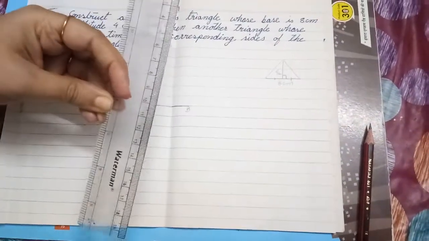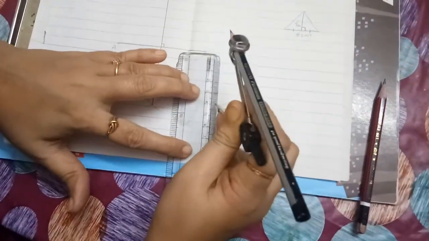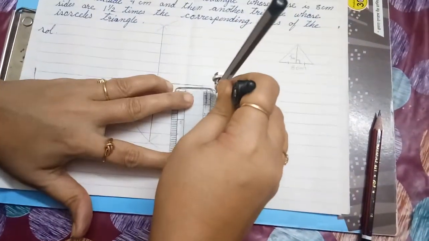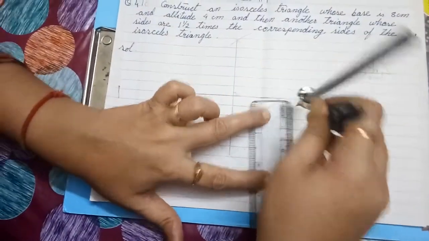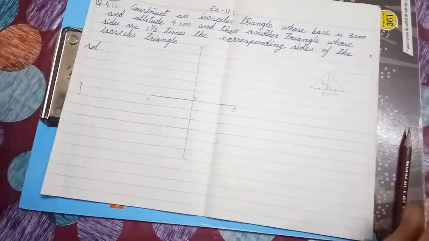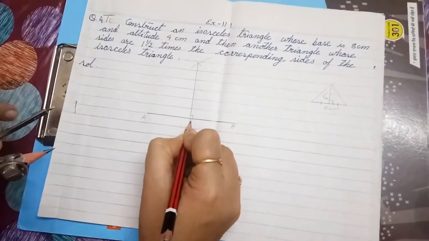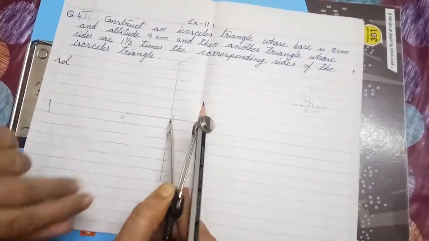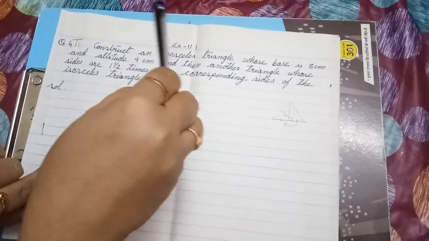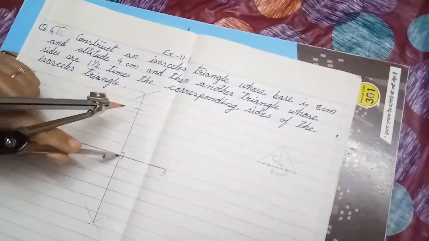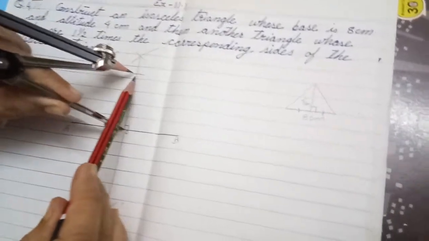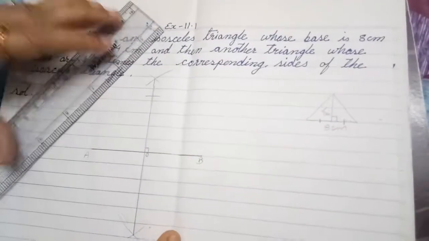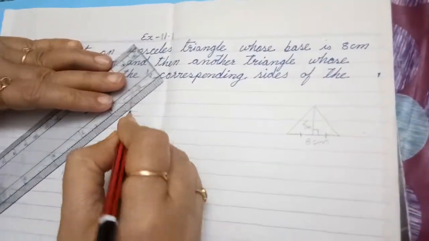So I'll take a scale, and on the scale we will take a measurement of 4 centimeter. Very properly, with a pointed pencil. Now where will we keep this? We will keep this here on O. Here I am putting at O, and then I'll cut one arc from O. I cut the arc of how much centimeter? 4 centimeter.